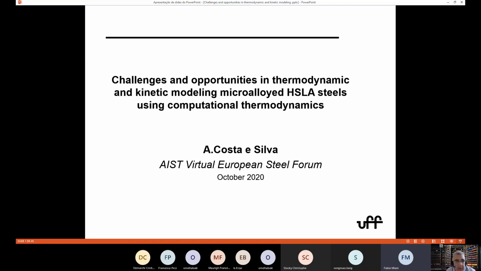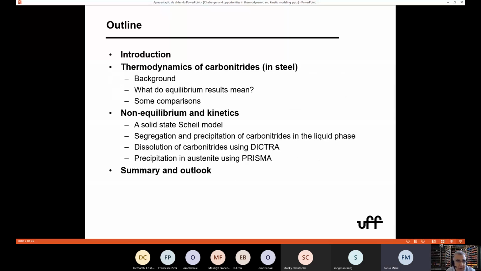Okay. So the idea is to present you what I have been doing with the microalloyed steels using the CalFAD technique. So we are going to look briefly at the thermodynamics of carbonitride, and I'm going to show a little bit of how the CalFAD people have to do what we have done to handle this.